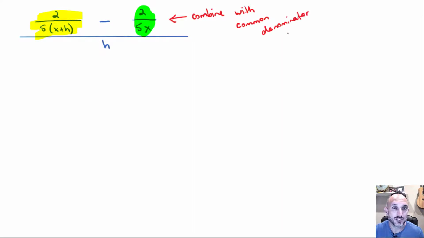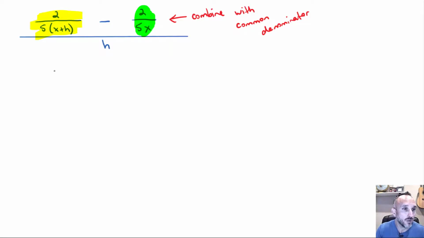And I assume you've got some experience with this. If not, you might want to go watch some videos on adding and subtracting rational expressions. And in fact, when you have fractions within fractions, that's called a complex fraction. So if you need to do some research on adding and subtracting rational expressions or simplifying complex rational expressions, you may want to go do that as well. But I'm going to cover it all in this video as it pertains to the difference quotient.